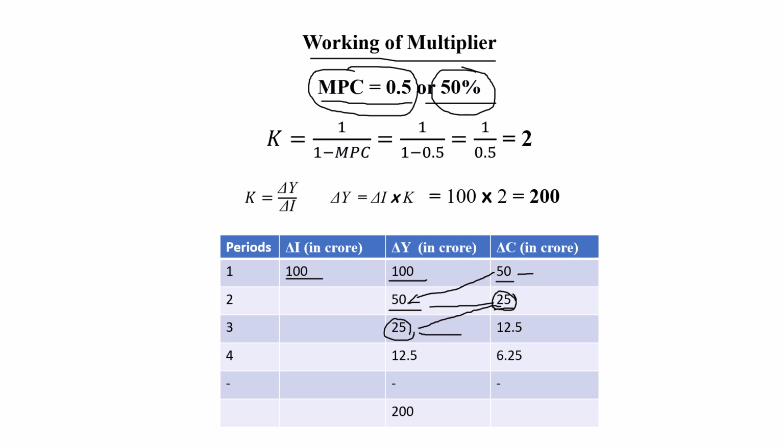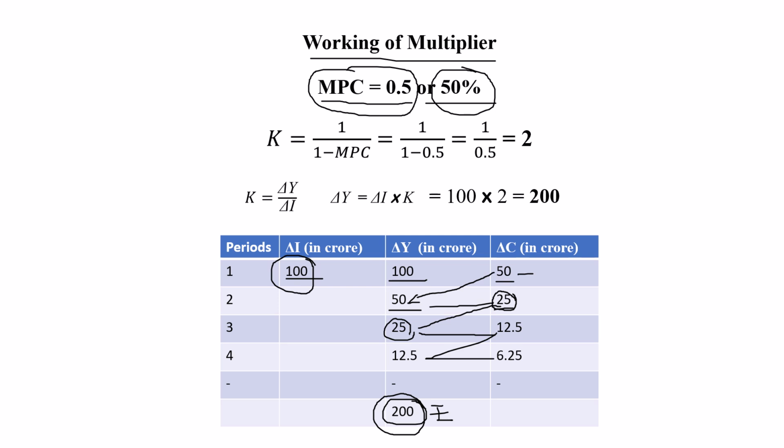Again, the same chain continuously happens. One person's spending becomes another person's income. This chain continues, consumption to income, income to consumption, up to creating 200 crore rupees of income from the initial investment of 100 crore rupees. But how can we calculate it, how do we know it is 200 crore?